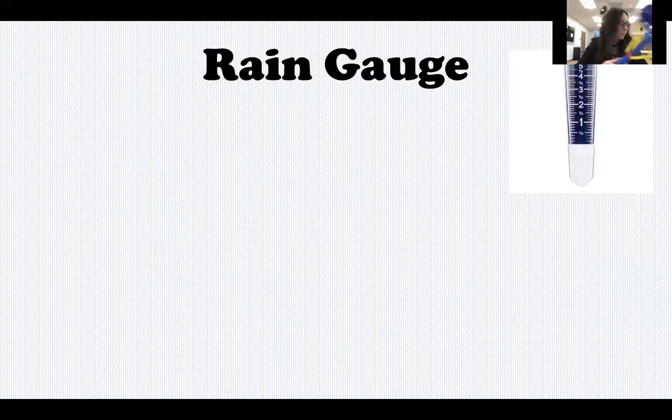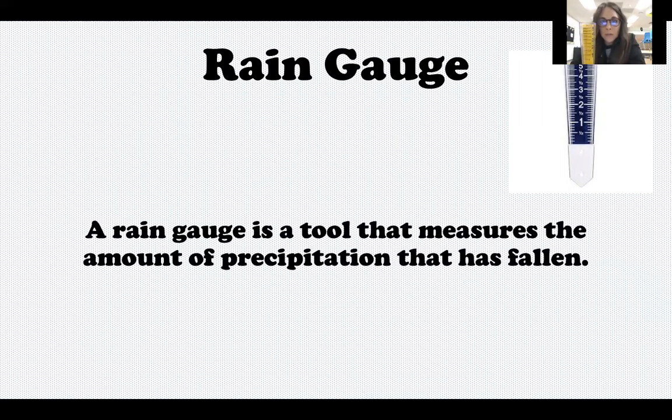Next, we have a rain gauge. Again, they can look different. Here's one. It looks like this. You stick this in the ground. And a rain gauge is a tool that measures the amount of precipitation that has fallen. So you stick this in the ground, and then when it rains or snows or sleets or hails, it will tell you if the rain comes up to here, that means we got 1 inch of rain last night, okay?